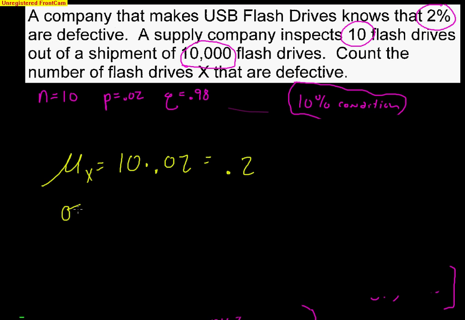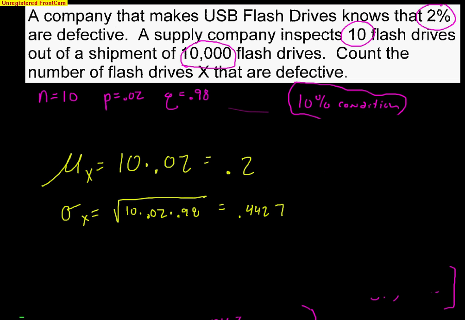But of course, that number could vary. And that's going to be the square root of 10 times 0.02 times 0.98, the square root of n times p times q. So 10 times 0.02 times 0.98, I get 0.4427. You may say, why are these numbers so small? Well, remember, I'm not supposed to have very many defective flash drives anyway. So that's pretty much it.